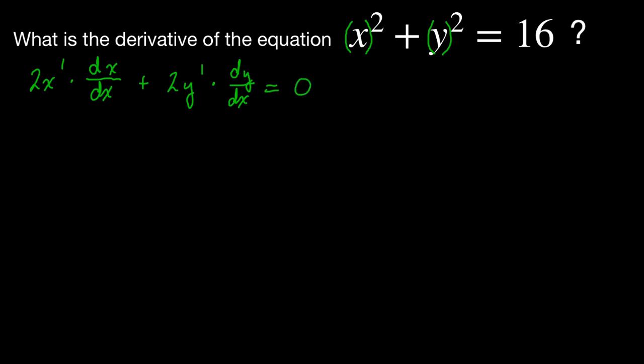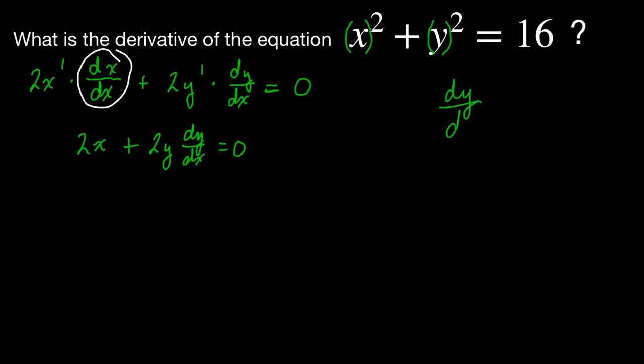All right, so cleaning this up just a little bit, this first term is just going to end up being 2x because dx/dx is 1. Over here you're going to have plus 2y dy/dx is equal to 0. Now always keep sight of our goal. We want to know the derivative of this equation, which means we want to know what does dy/dx equal. Well, dy/dx is right here in our equation.